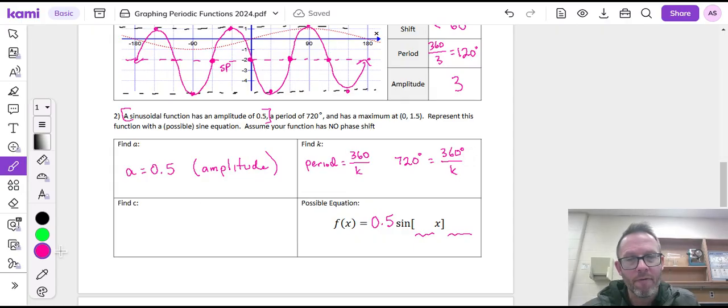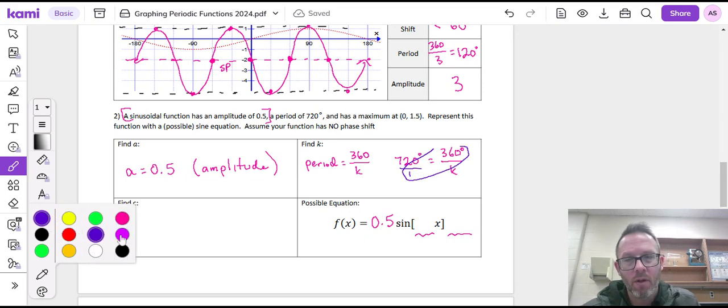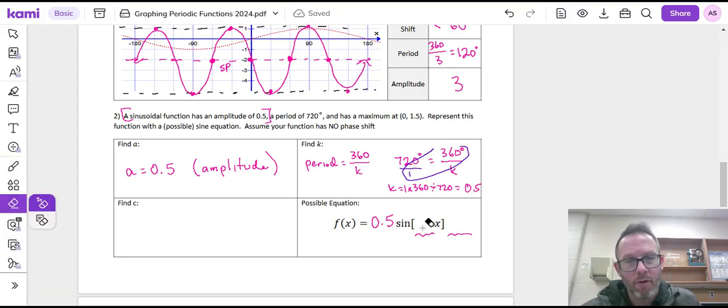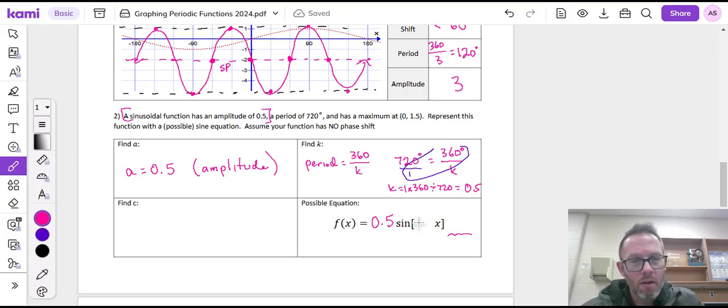It is 0.5. If you're unsure, a simple way to figure that out is to use cross multiplication: 1 times 360, and then divided by 720. So our K value is equal to 1 times 360 divided by 720, which is 0.5. So our K value is 0.5. And again, maybe you could have just done that with mental math, and that's fine.